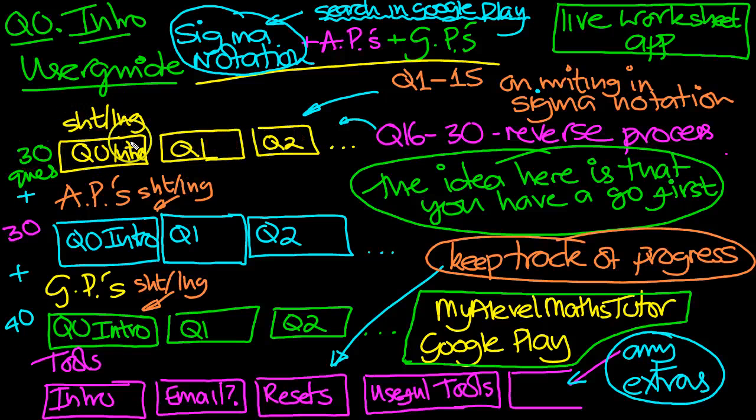The first row is on Sigma Notation. 1 to 15 is on writing a series out in Sigma Notation, and 16 to 30 then does the reverse, which is a slightly easier process. So that's the first one to get you up and running in the subject, make you feel comfortable with it. And then we move on to APs, which are a particular type of series, arithmetic progressions. There's 30 questions on that.